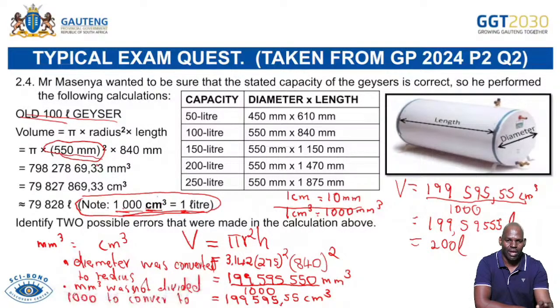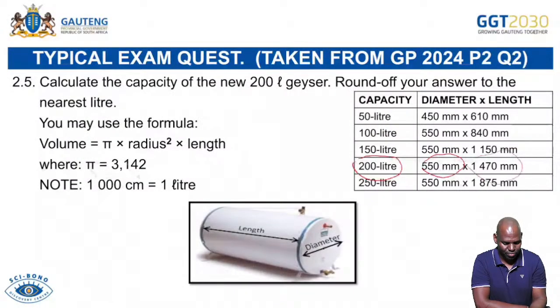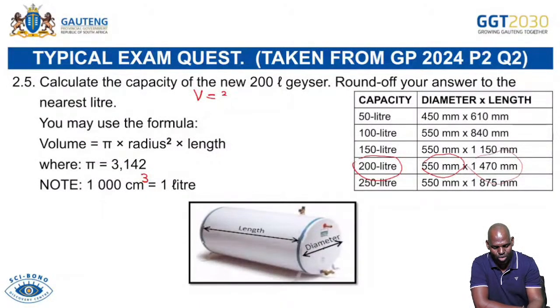But you could only be able to fix here. 1000 is supposed to be 1000 cubic centimeters. I think we have already answered this question. Radius is still 275, so it's 3.142, and then it's open bracket 275 squared, and then open bracket for the length. The length is 1470.